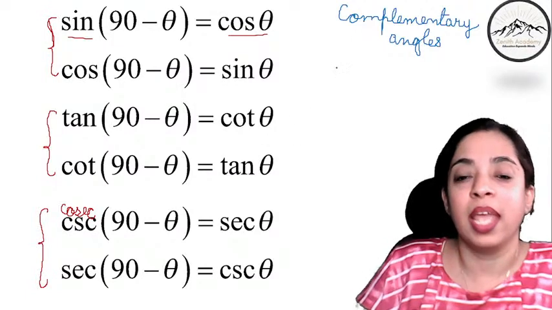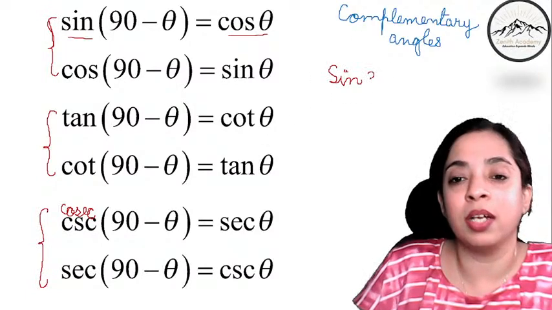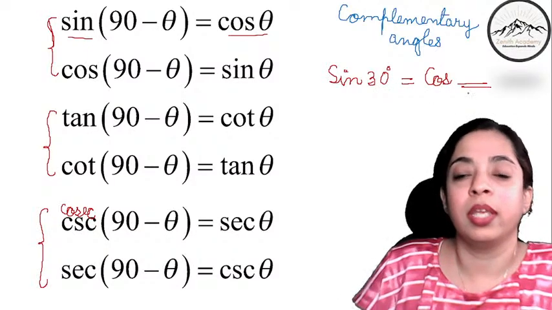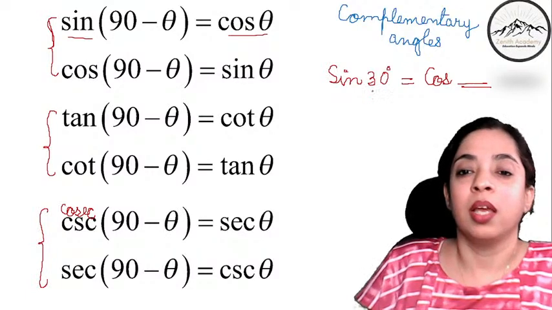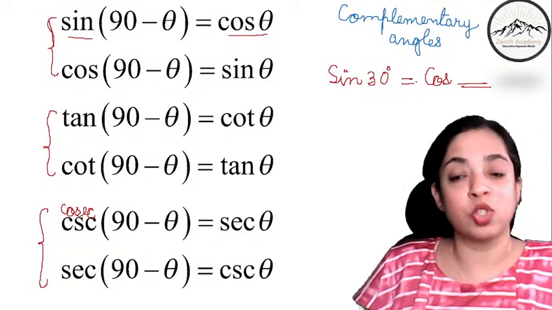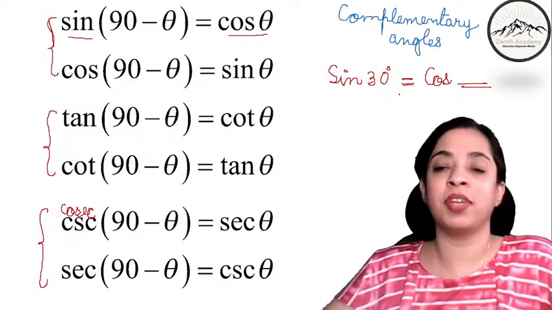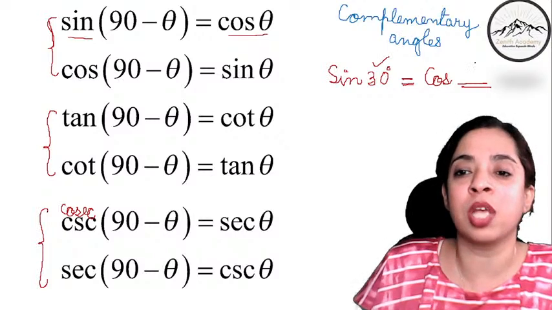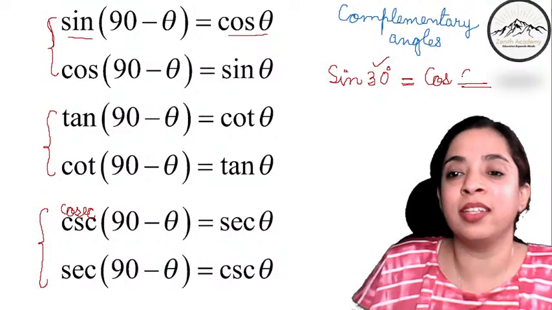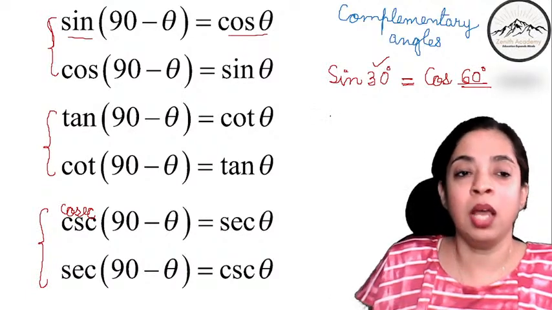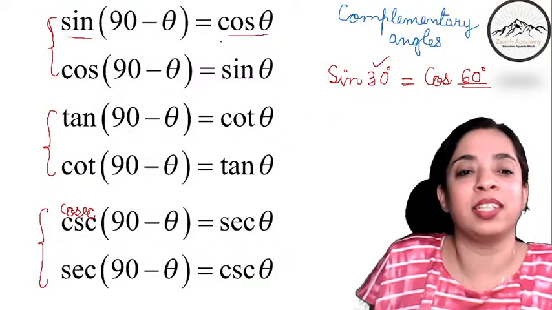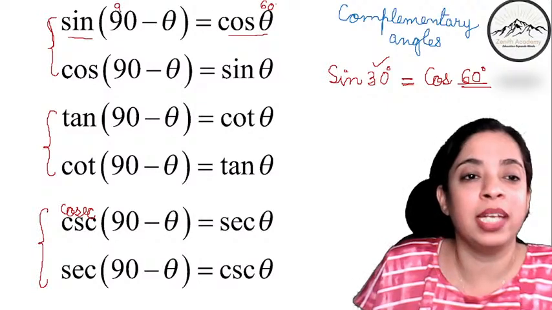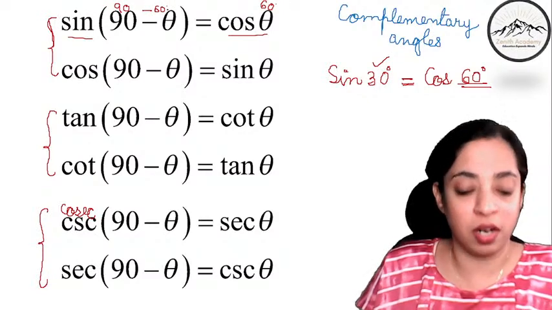What does that mean? If I say sine 30 is equal to cos what? Can you tell me? Sine and cos are complementary. So if on the right hand side and the left hand side of equal, I have sine and cos, then these two angles should sum up to 90. So if this is 30, this should become 60, because sine 90 minus theta is equal to cos theta. Suppose cos is 60, so this will be 90 minus 60, so becomes 30. Is it clear to you?